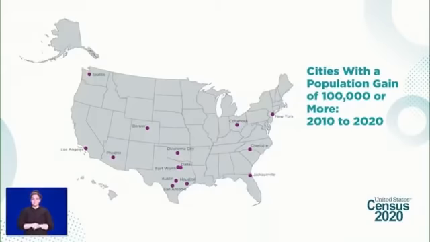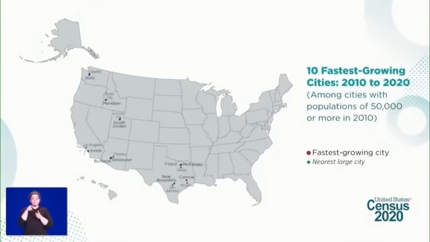This map shows the 14 cities with population gains of 100,000 or more this decade. 12 were located in the South or West, with 1 each in the Northeast and Midwest. The cities with the largest population gains this decade were New York, up more than 600,000, and Houston, up just over 200,000. This map shows the 10 fastest growing cities in percentage terms this decade, among those that had at least 50,000 people in 2010.